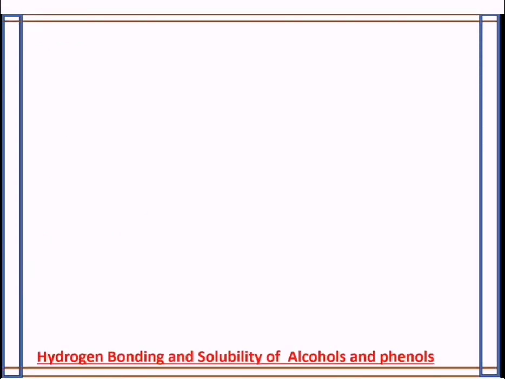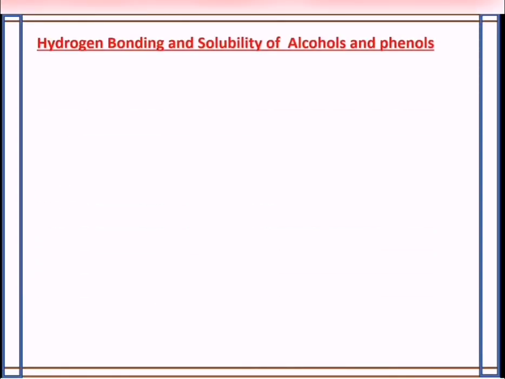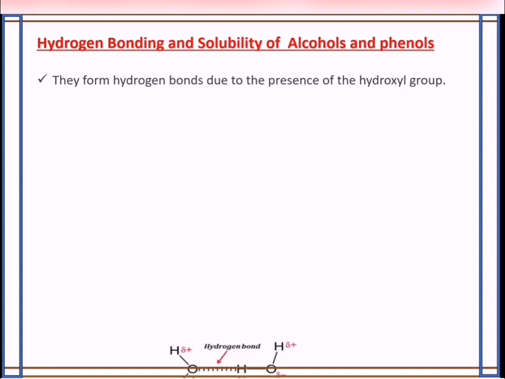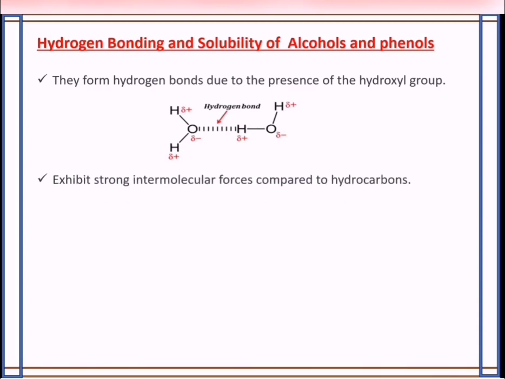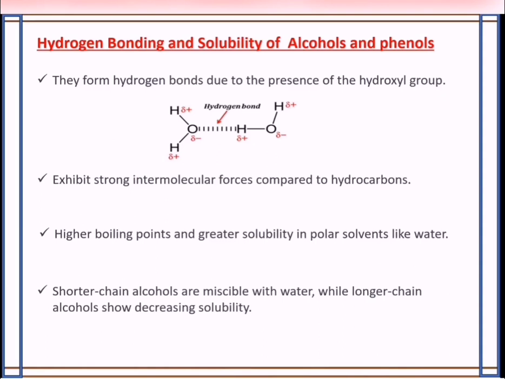Let's look into hydrogen bonding and solubility of alcohols and phenols. Alcohols and phenols form hydrogen bonds due to the presence of the hydroxy group. They exhibit strong intermolecular forces compared to hydrocarbons. They have high boiling points and greater solubility in polar solvents like water. Shorter chain alcohols are miscible with water, while longer chain alcohols show decreasing solubility.